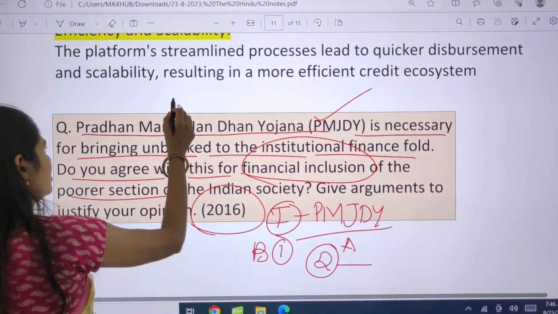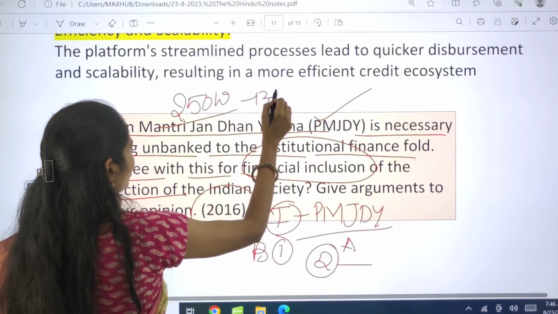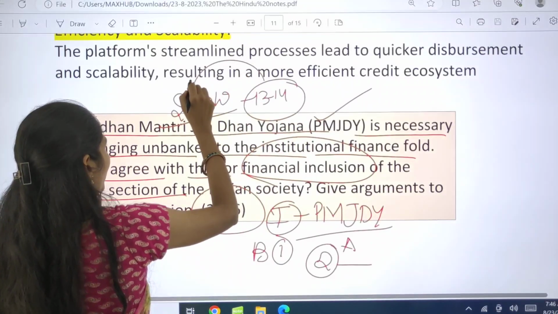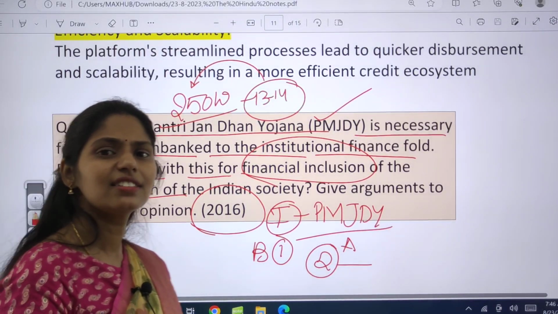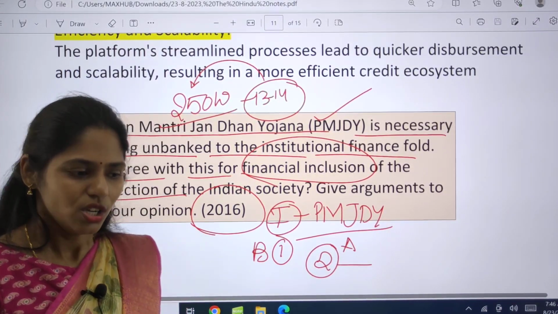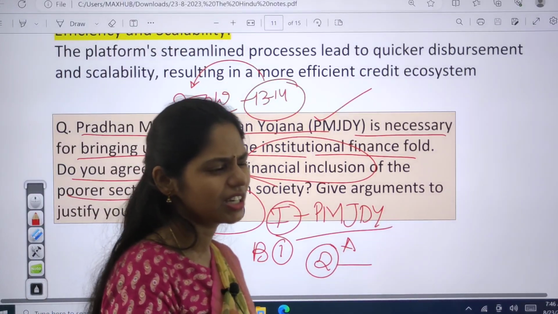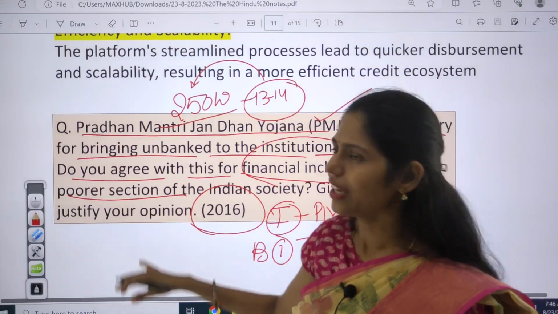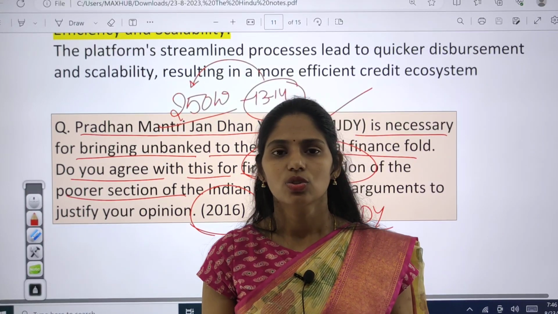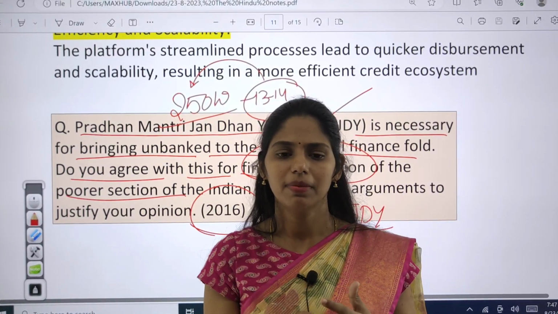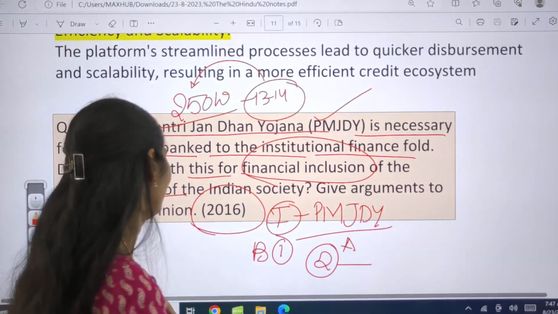So try to write the answer, and the answer should not be more than 250 words, and initially you can take around 13 to 14 minutes to write one answer of 250 words. So try to start writing answers. Many of them say that after completing the syllabus, I will start answer writing, but it is not the right approach. I have said everything about this, right? So try to implement answer writing. At least whatever content is present in your brain, try to put it on paper so that you can improve it obviously.